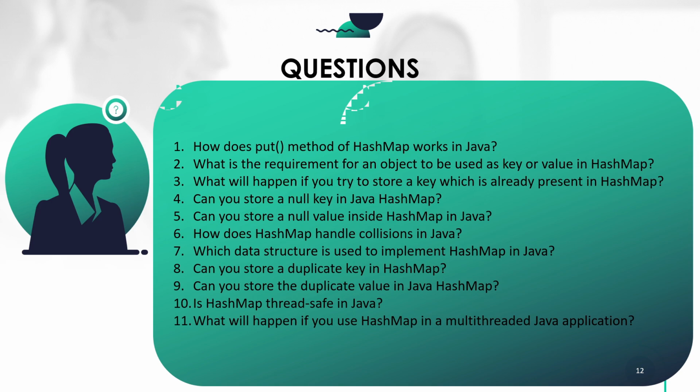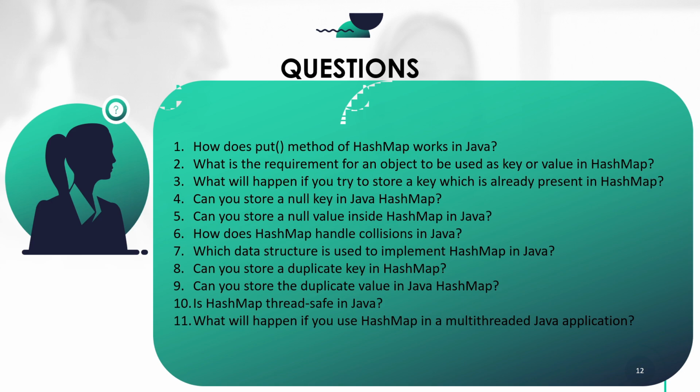Now coming on to the next question, can you store a duplicate key in hash map? No, we cannot store a duplicate key in hash map. Now the next question is, can you store the duplicate value in hash map? Yes, we can have multiple duplicate values in hash map. That is not an issue.